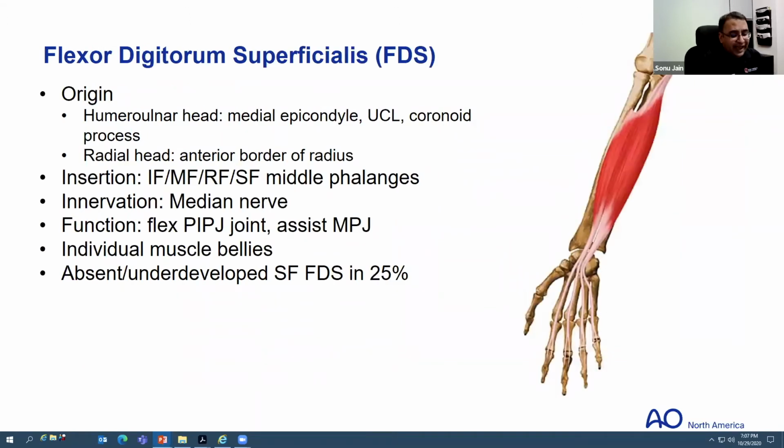So again, going with the anatomy, looking at the FDS, flexor digitorum superficialis. You have two heads that compose the origin, the humeral ulnar head and the radial head. So it's from the medial epicondyle, ulnar collateral ligament and coronoid process, and also the anterior border of the radius, where it originates and inserts onto the middle phalanges of your fingers, innervated by the median nerve. Functionally, it's supposed to flex your PIP joint, but it also assists with your MP joint flexion. And these have individual muscle bellies. Of note, 25% of patients can have an absent or an underdeveloped small finger FDS tendon.